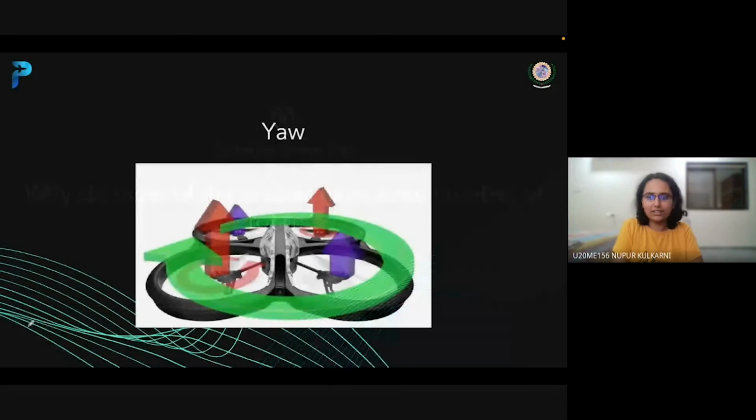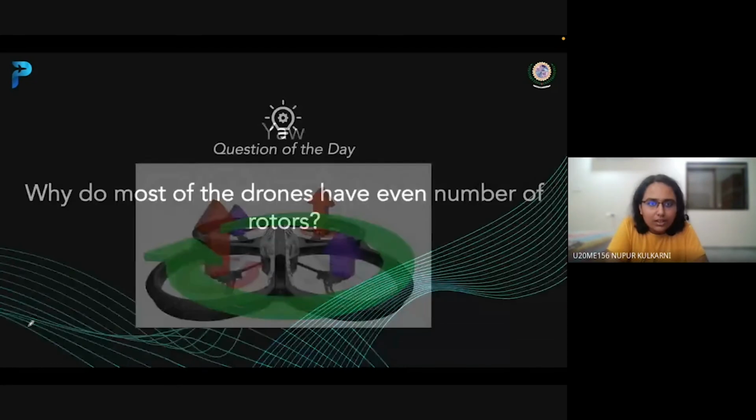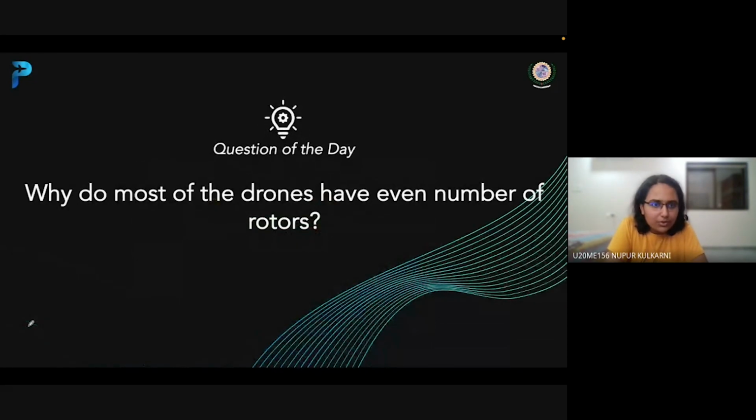This is a question of the day for all of you to think. As we have seen, most of the drones have an even number of rotors. So think a little about this. Why is it that in most of the drones which we use, an even number of rotors is preferred?